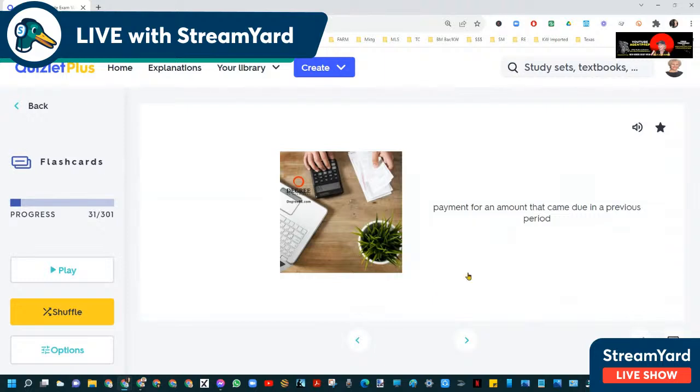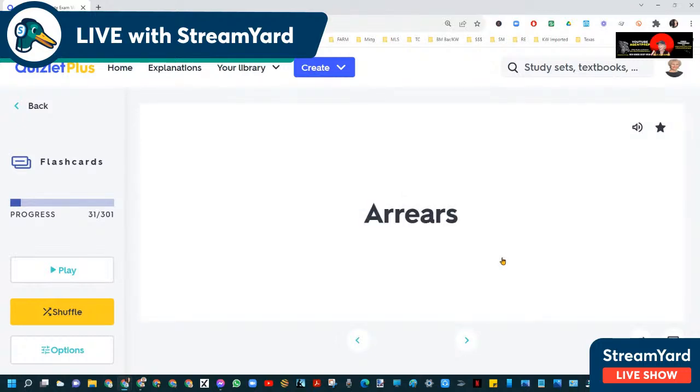So payment for an amount that came due in a previous period. Like credit cards, we charge it, we pay it later. Hotels, we stay there, we pay later, but it's not a debt, right? But it comes due after we use it. That payment is called arrears. Payment in arrears. We use it, then we pay for it.